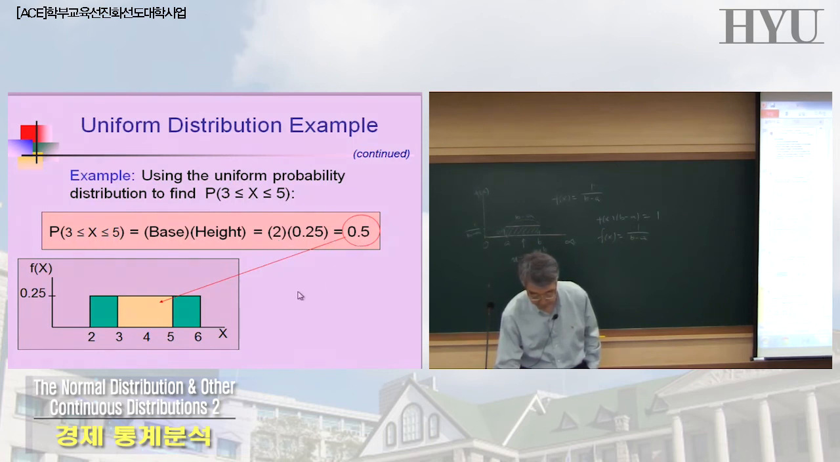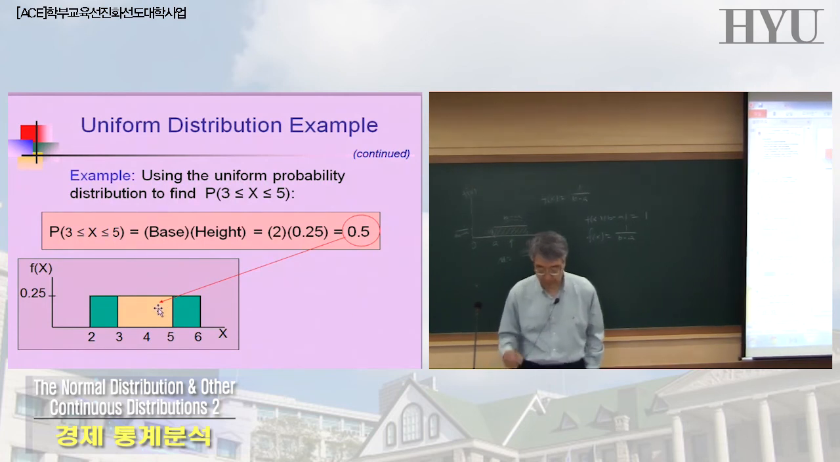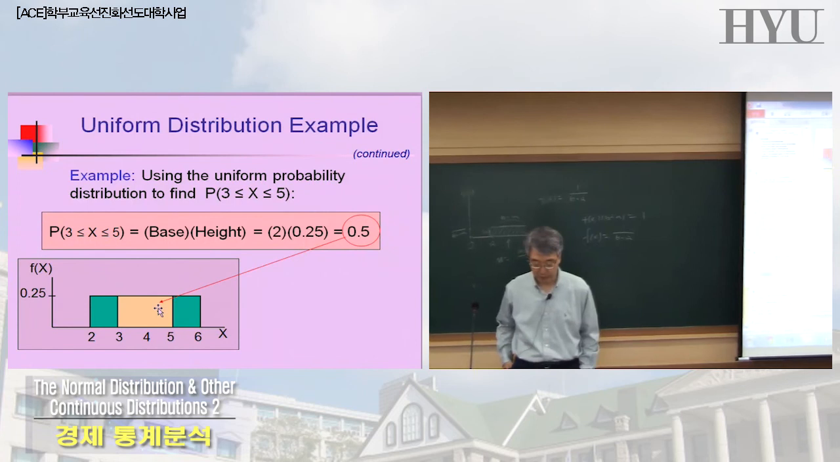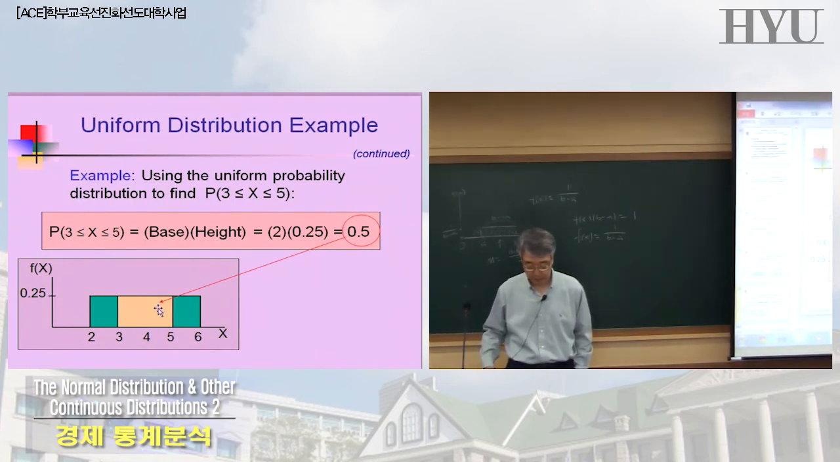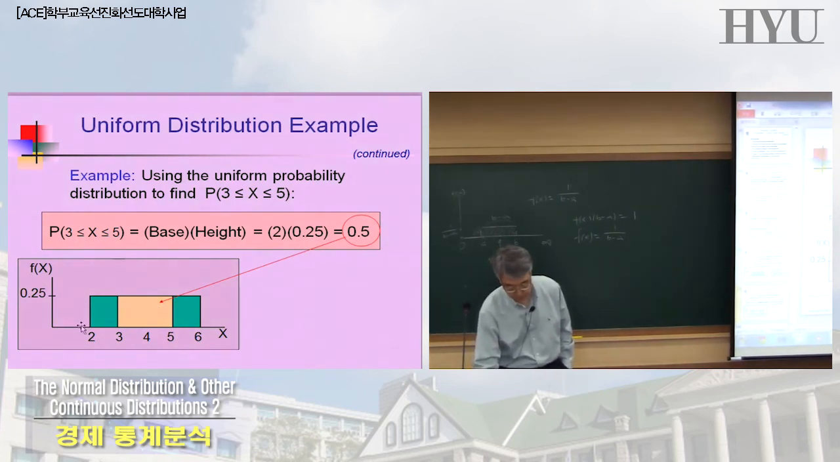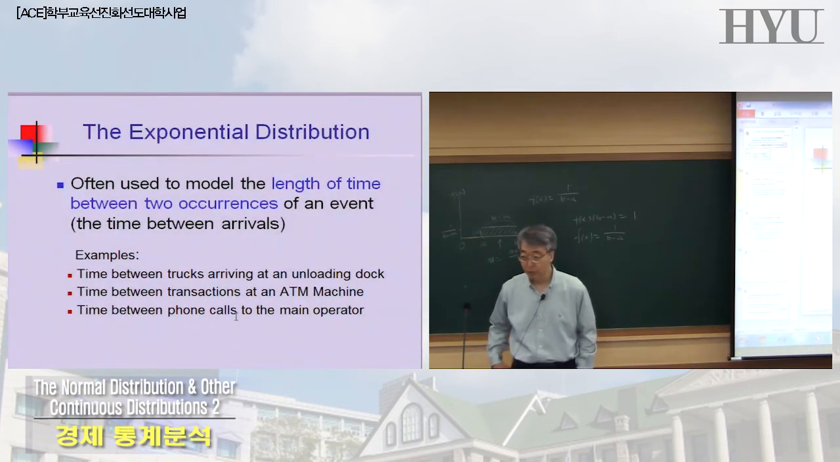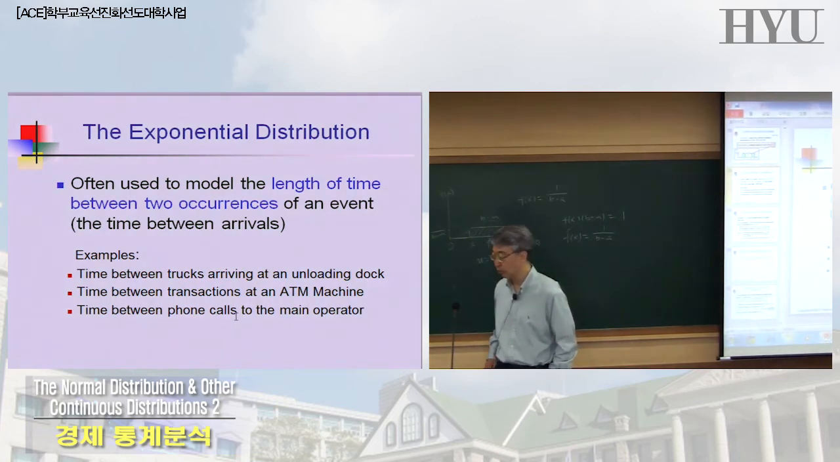So if random variable x will take a value between 2 and 6, and all the numbers between 2 and 6 are equally likely, then the probability that it will be found between 3 and 5 is exactly 1/2, right? So you can easily understand that concept. Any question about the uniform distribution?